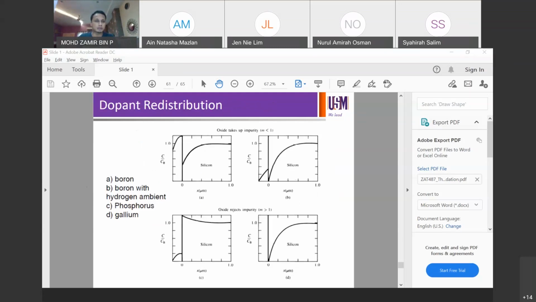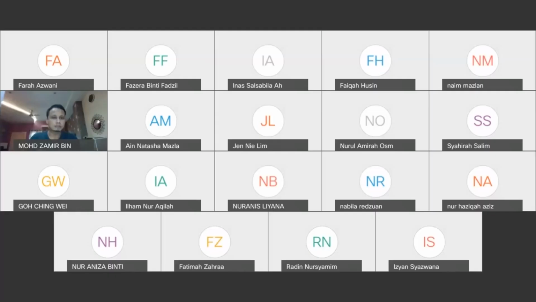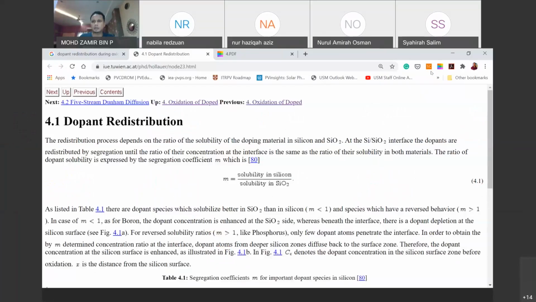Let me share one web page with you. On redistribution. Okay, can you see the web page? Can you see this? Okay, good. Take a look at the description here. Let me just move this around.